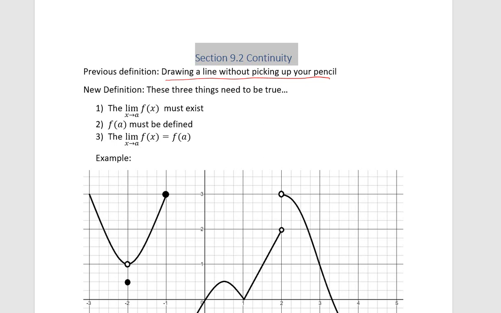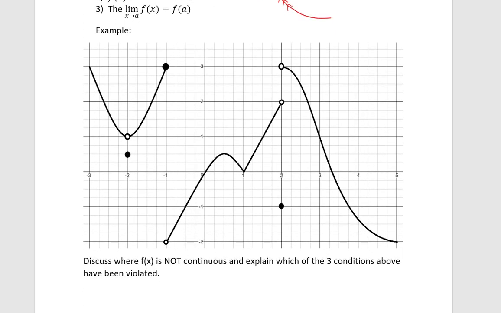First off, we want the limit to exist, which means as we approach from one side, we're going to be approaching the same point as we approach from the right side. So the limit has to exist. The second thing is that we want our function to be defined. So we don't want just an empty hole here. We actually want a point. The third thing is that for this to be continuous, we want that point to actually match up with my limit. Okay?